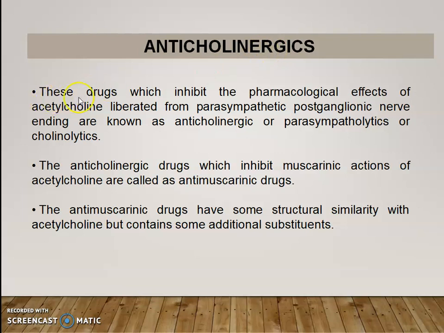Anticholinergics. These drugs which inhibit the pharmacological effect of acetylcholine liberated from parasympathetic postganglionic nerve endings are known as anticholinergic or parasympatholytic or cholinolytic drugs. The anticholinergic drugs which inhibit the muscarinic action of acetylcholine are called antimuscarinic drugs. The antimuscarinic drugs have some structural similarity with acetylcholine, but they contain some additional substituents.